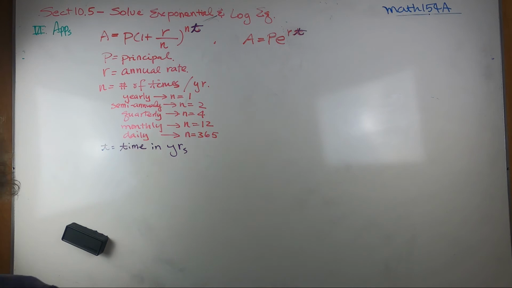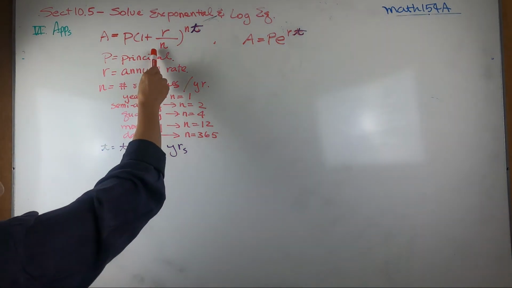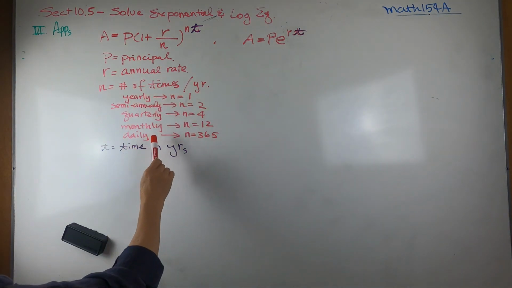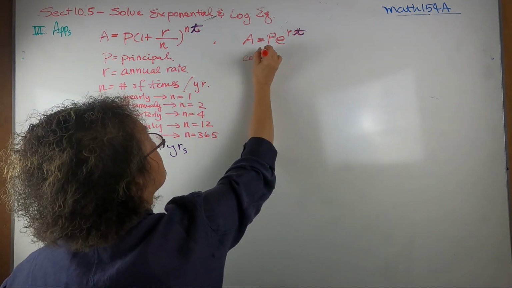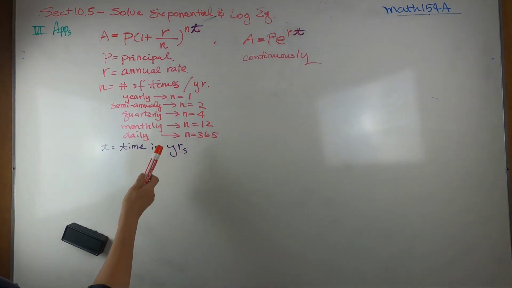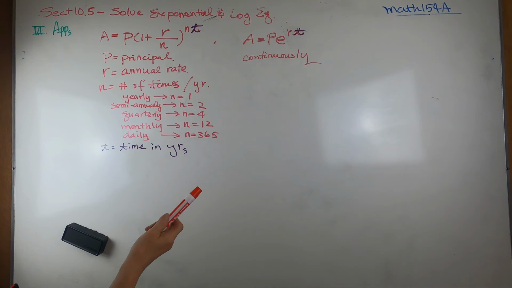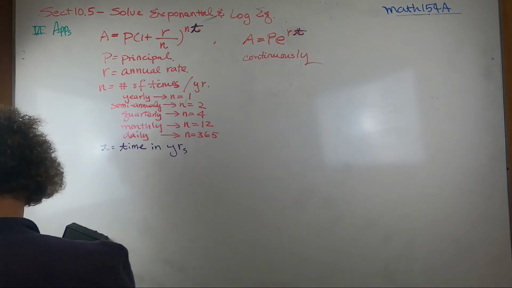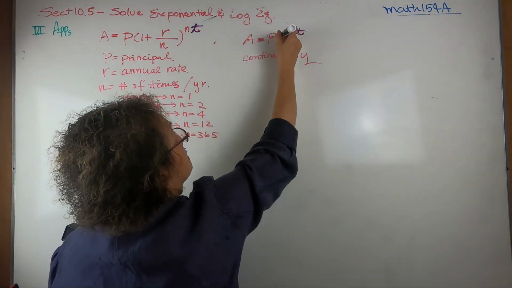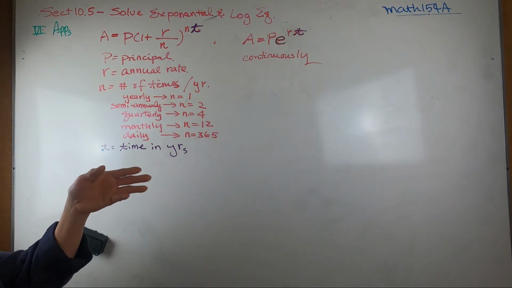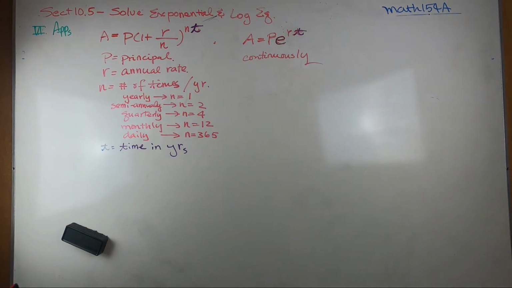So what's the difference? This one is for compounding periodically, by how many times a year. Then this one is continuously. That means what? By every day, by every hour, okay? Then P is the same thing as the principal. What's your E? That's the natural log base E, okay? So that's 2.718 and some more digits, right?